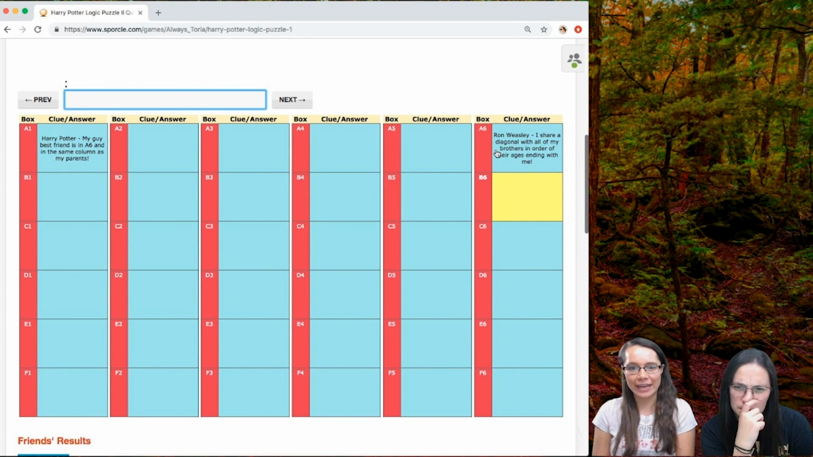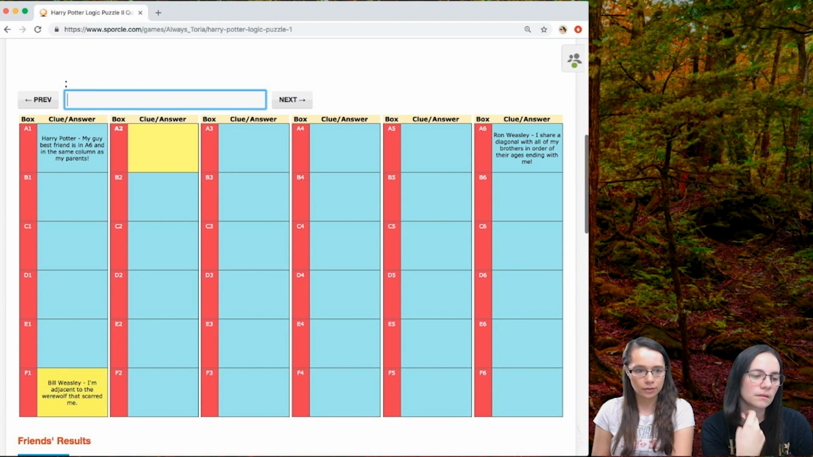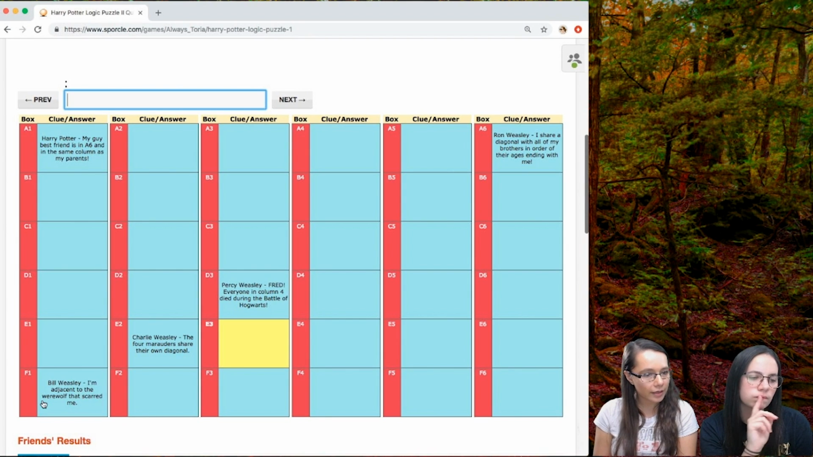Ron says, I share a diagonal with all of my brothers in order of their ages ending with me. Okay, so that means that it's Bill, Charlie, and then we don't know the middle two yet. Fred, George, somewhere. Or those two. Okay, so Bill, Charlie, then Percy. Then let's look at Bill's.